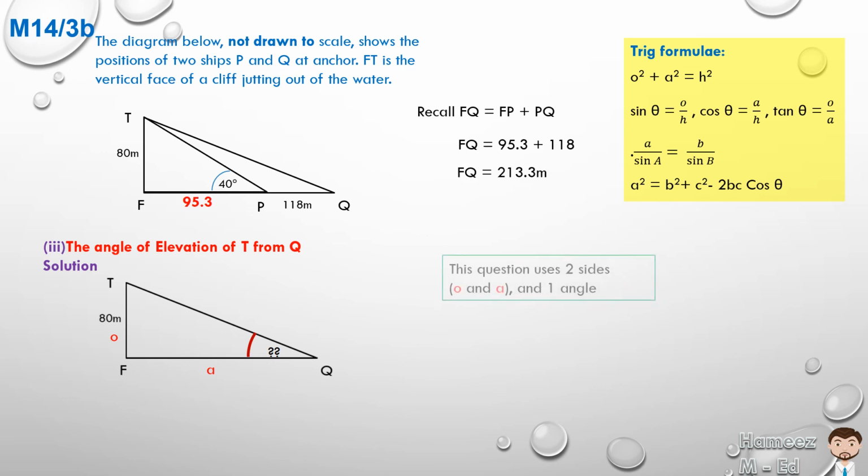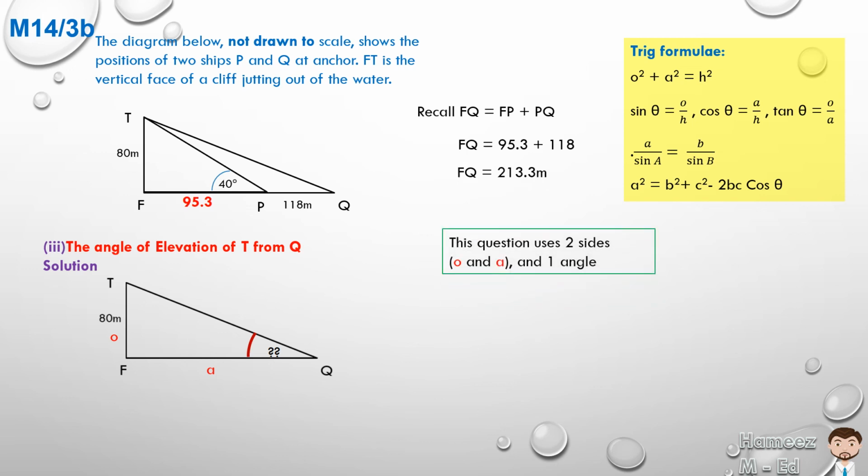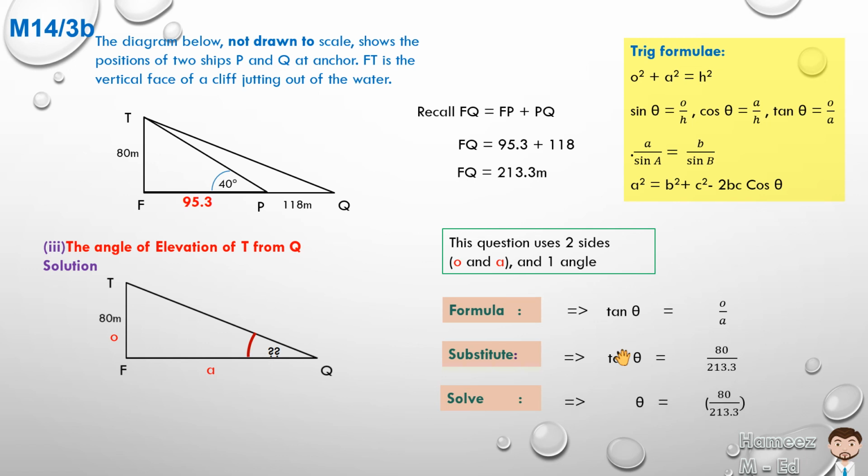So this question uses two sides, O and A, and one angle. So the formula we're going to use will be tan theta is equal to O over A. And if we substitute, tan theta is equal to 80, which is our opposite, over 213.3. And if we want to solve for theta, let's block off the tan with our hand, and we write what we have. Theta is equal to 80 over 213.3.